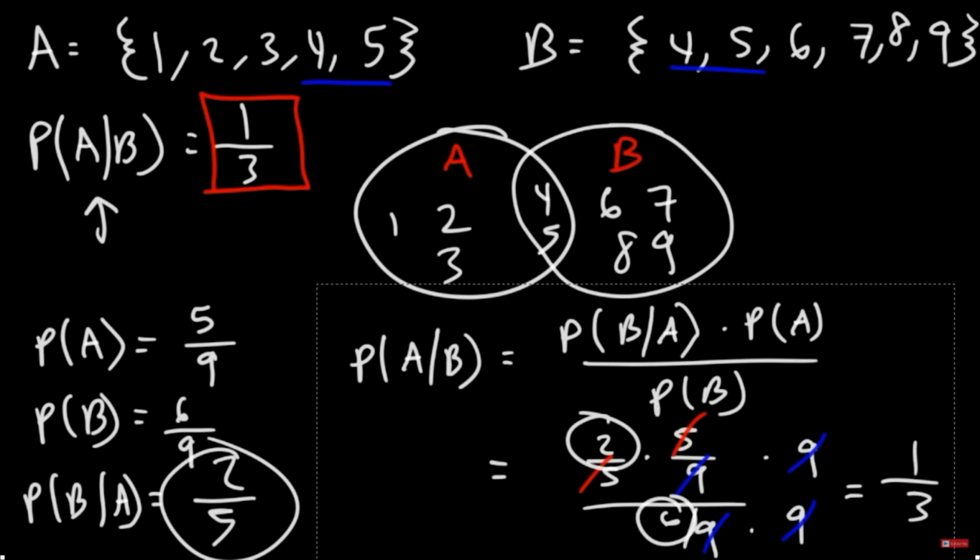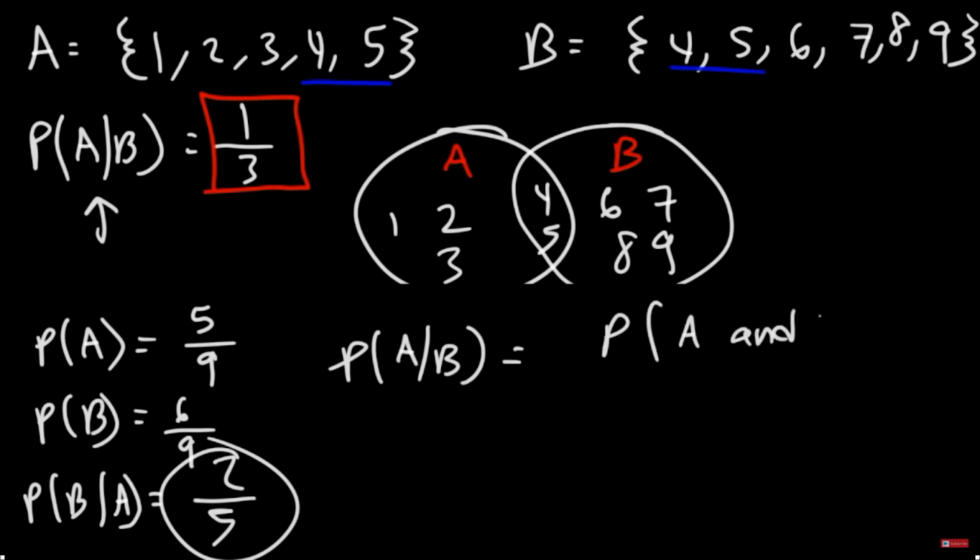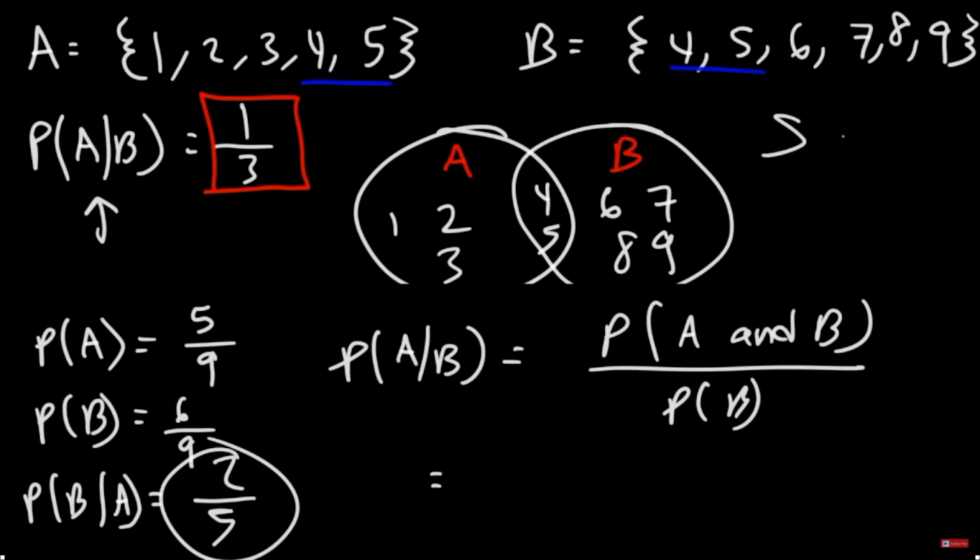Now let's confirm that using conditional probability. So P of A given B is the probability that event A and B occurs over the probability that B will occur. So we know that the sample space has 9 numbers. How much of that is A and B? The intersection of A and B is basically 2 numbers, 4 and 5. So the probability that event A and B will occur is 2 out of the 9 possible numbers.